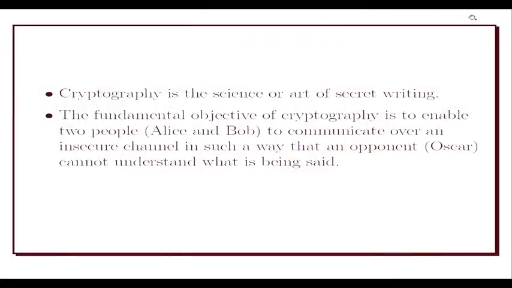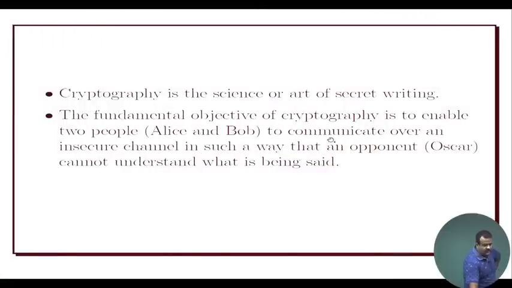Here, cryptography is the science or art of secret writing. Two parties are usually referred to as Alice and Bob. They are communicating. The fundamental objective of cryptography is to enable two parties to communicate over an insecure channel in such a way that the third party, Oscar, cannot understand what is being said. I mean, this age should not be revealed to the third party. Oscar should not get the age of Alice.